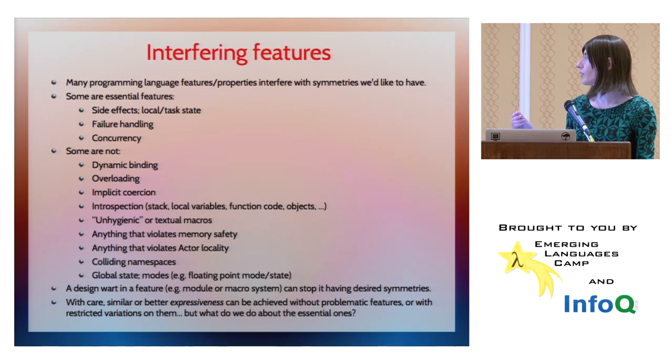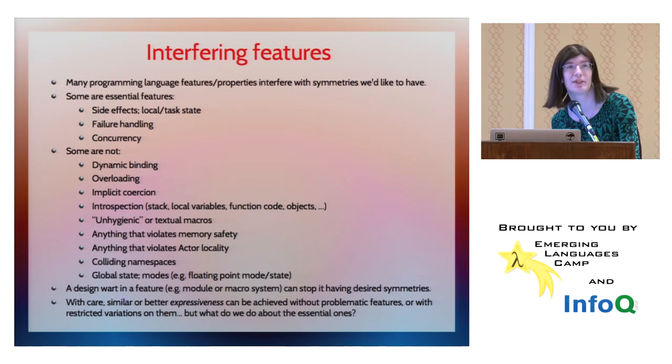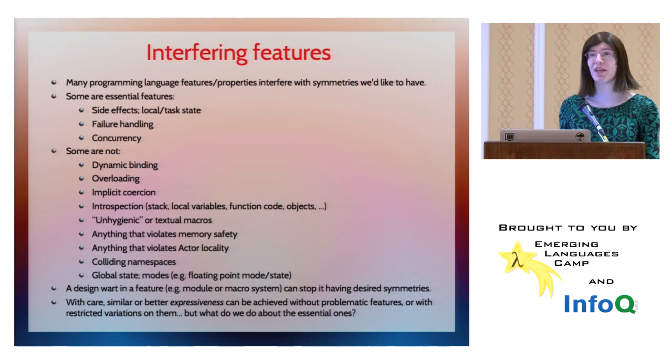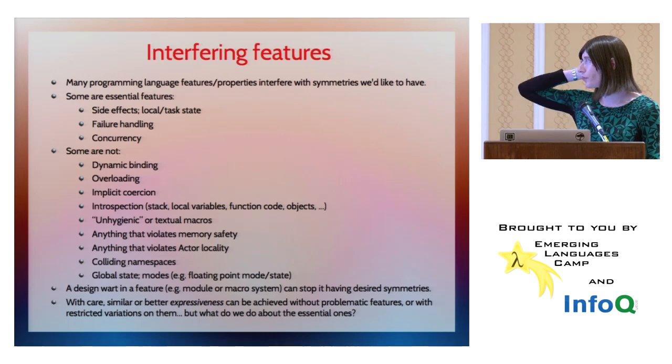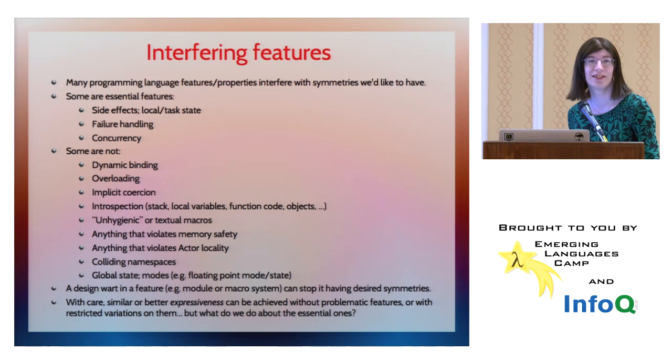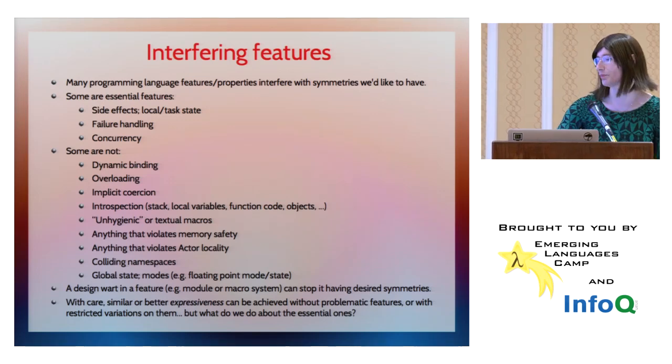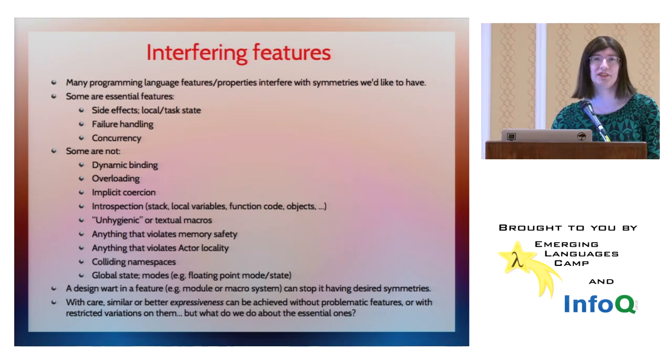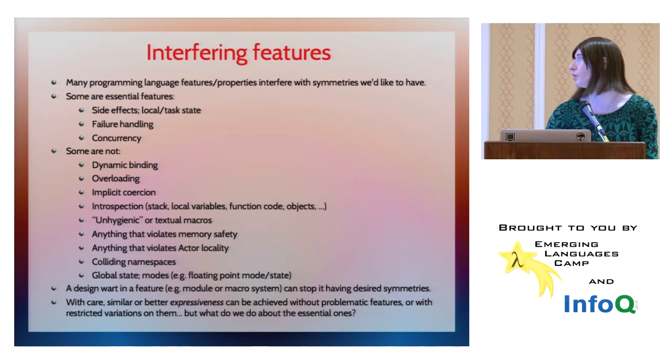So one of the things we can do is just leave out these features. And that gives us a simpler language. So if we possibly can leave out these features, then we should. But what about the ones that we really need, like side effects, failure handling, and concurrency? I'm going to claim that we do need concurrency. I know some languages do without it, but it's becoming more and more important.